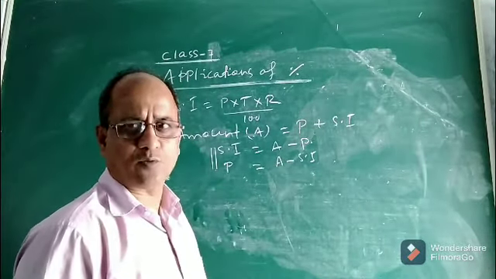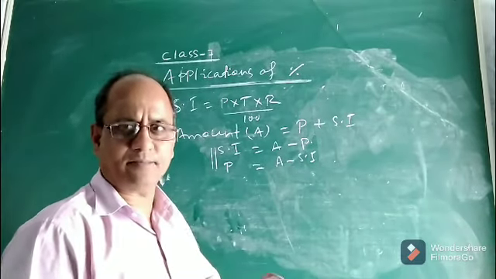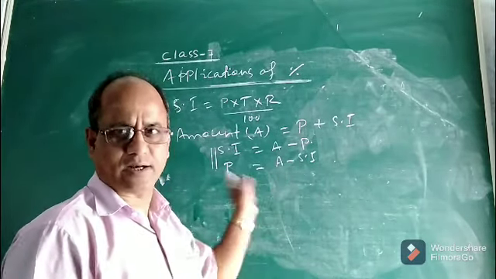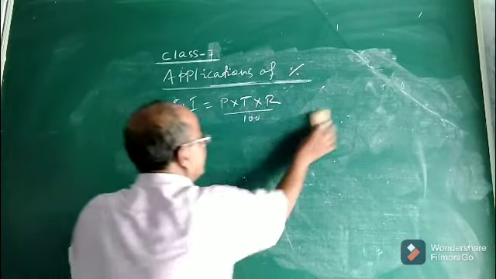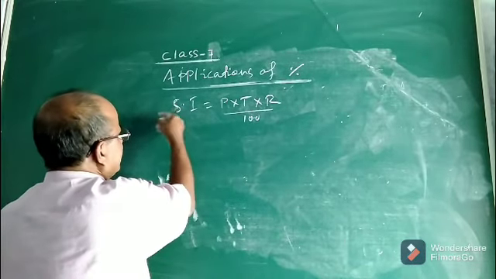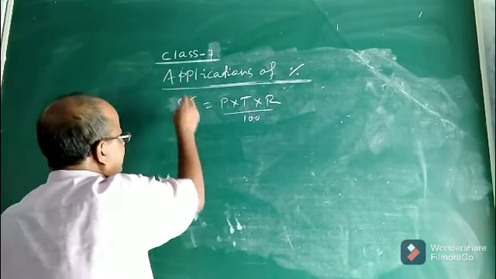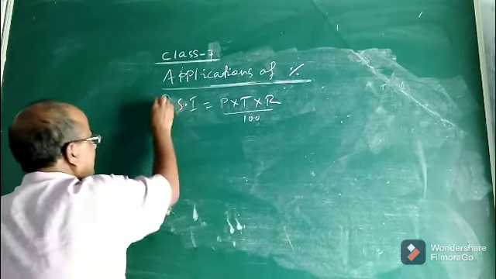Now let us discuss some more formulas to end the chapter, and then we will discuss only a few problems so that you will have a clear understanding of the chapter. Okay. Now see children, look at the formula for simple interest. Simple interest is calculated by principal into time period into rate.